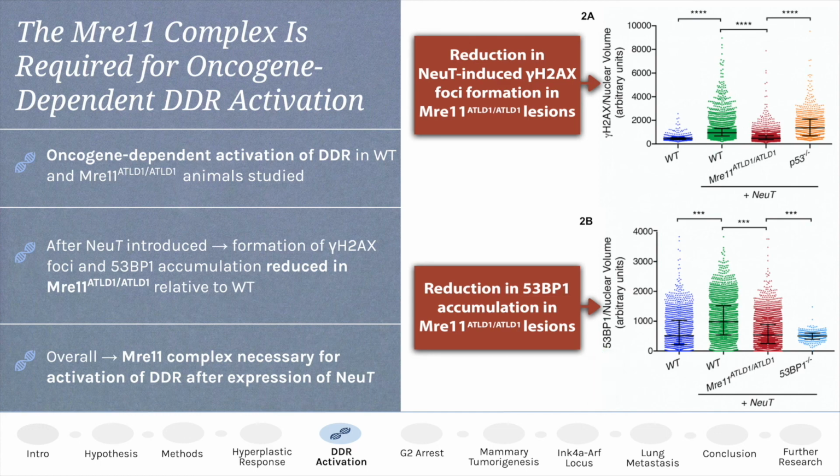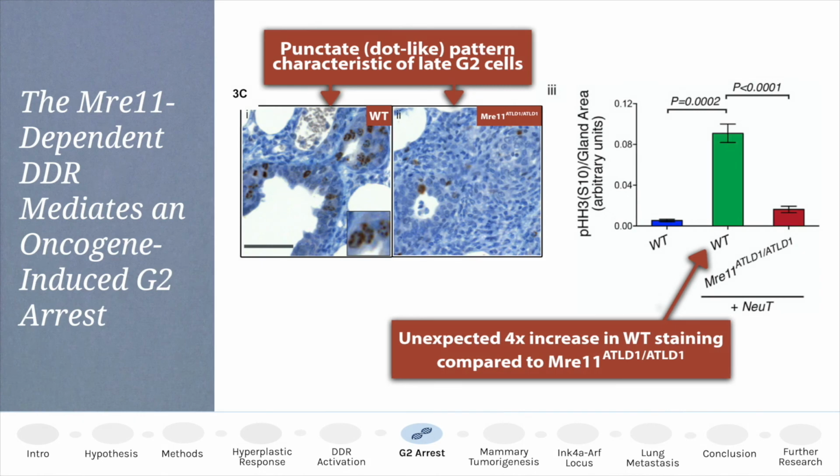Researchers observed that there was a significant reduction in both NeuT-induced gamma H2AX foci formation and 53BP1 accumulation in Mre11 ATLD1 lesions relative to the wild-type lesions. On the other hand, oncogene-dependent DDR activation was not disturbed in mammary glands with the p53 null mutation, yet the p53 gene plays an important role in cell division and cell death control. Based on these results, it was concluded that the Mre11 complex is necessary for activation of the DDR after expression of NeuT. To identify cell cycle status of oncogene-expressing hyperplasias, phosphohistone H3 serine 10, also known as PHH3S10, expression was analyzed using PHH3S10 staining.